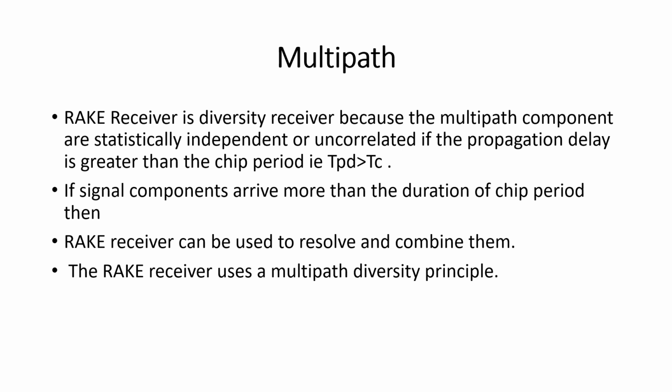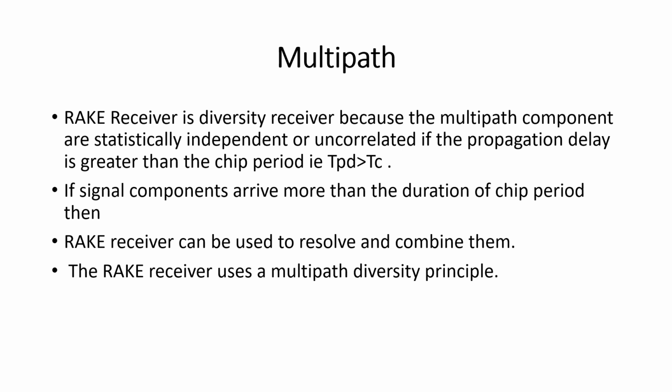So if the signal components arrive more than the duration of the chip period, then the rake receiver can be used to resolve and combine them, since they are highly uncorrelated, and it is an observed phenomenon as well. If the multipath components arrive greater than the chipping sequence or single chip duration Tc, then they will be highly uncorrelated. So the rake receiver uses the multipath diversity principle, that is, at the receiver we combine them by applying MRC techniques. MRC is nothing but maximum ratio combiner.